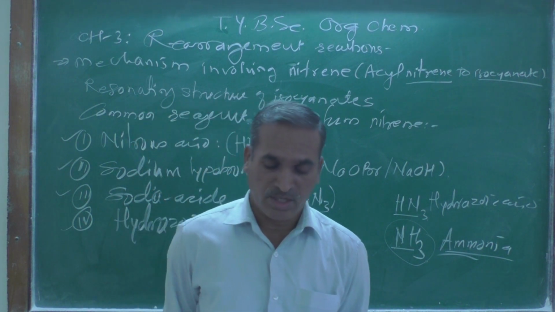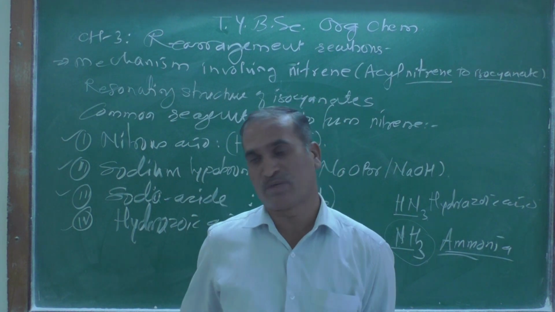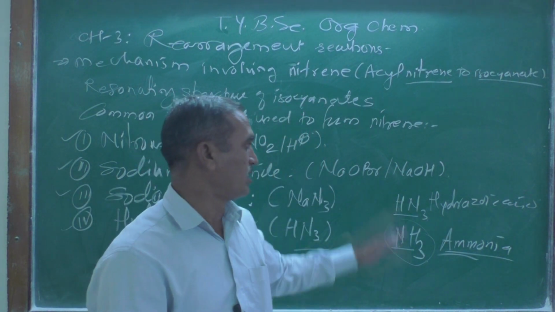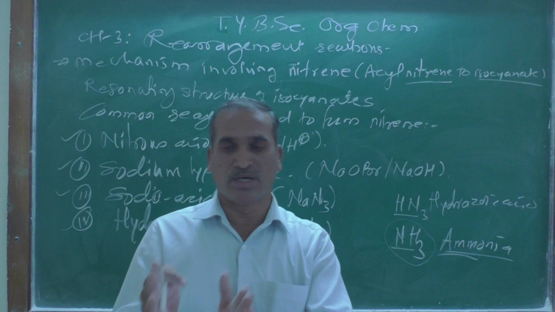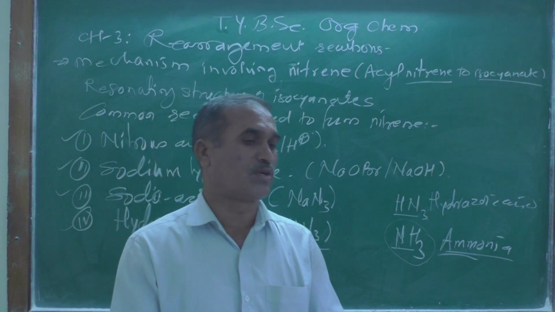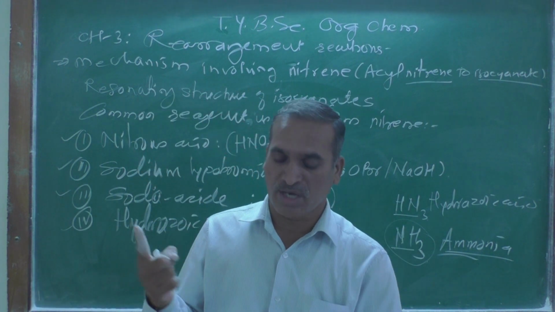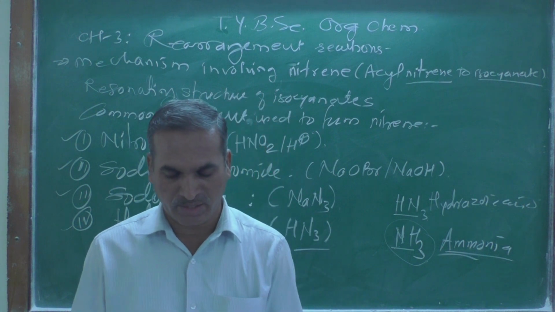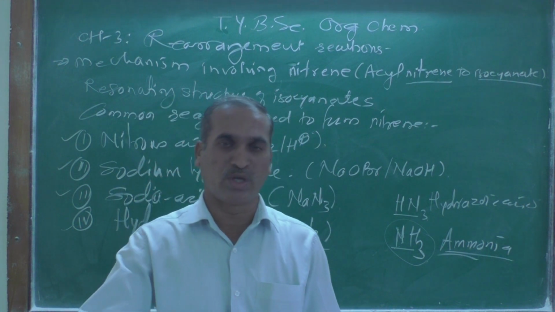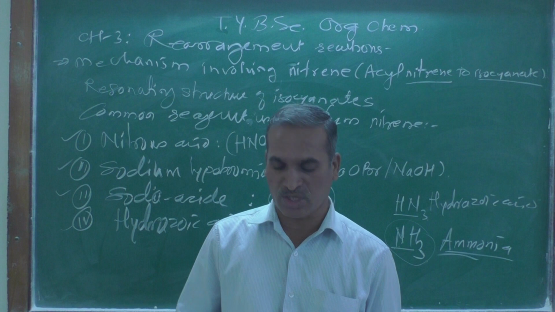Whenever we are using these reagents, the ultimate final product must be an amine. In all these rearrangement reactions, the end product we are getting is an amine, along with water, and during that process carbon dioxide is evolved.